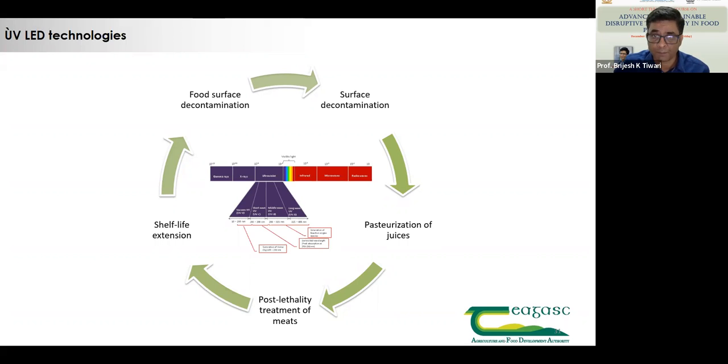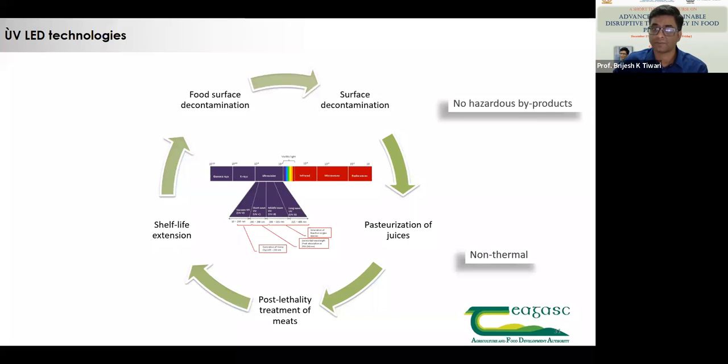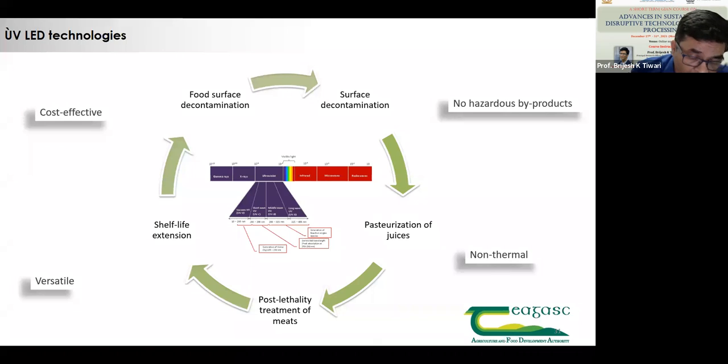especially food processing equipment, pasteurization of food juices, and lethal treatment on the surface of meats, and all this can improve shelf life extension. It does not form any hazardous byproducts, and is completely non-thermal, versatile, and one of the cost-effective techniques. The only concern when it comes to UV light is the creation of UV light, either by using a mercury lamp or a different system.